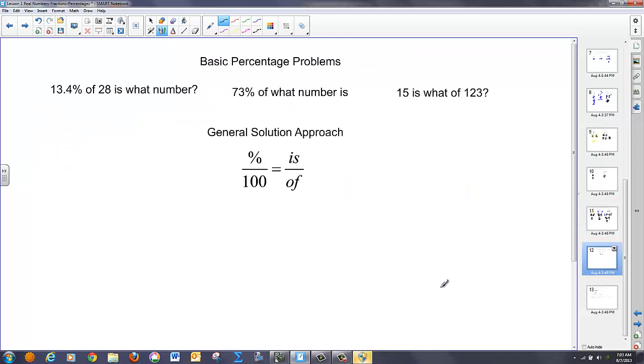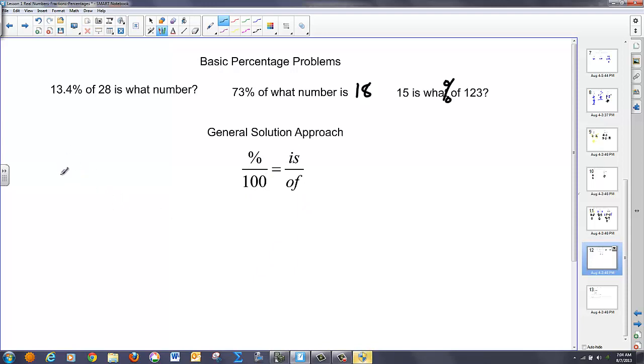All right, so finally we talk about some basic percentage problems. There's really three types. 13% of 28 is what number? 73% of what number is, let's put a number in here, 18. Got to type that in. And 15 is what percent of 123. So when doing this problem, let's go through and use this general approach. Percent over 100 is equal to is over of. That's just a quick way to remember it.